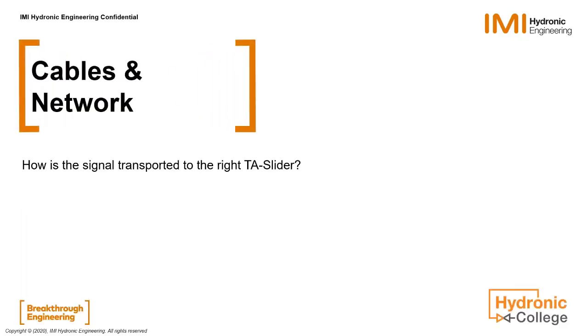The next chapter is cables and network. How is the signal transported from this master to the right slave? And here we will see why it's called Modbus RTU and why it's called Modbus TCP.